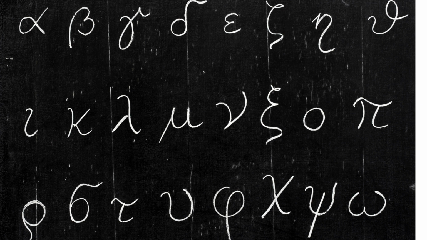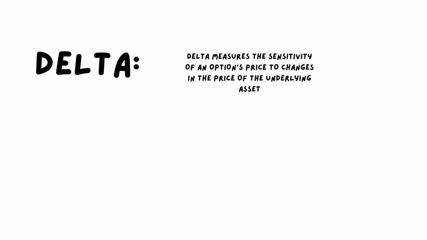The two most popular are delta and gamma. Delta measures the sensitivity of an option's price to changes in the price of the underlying asset. For example, if a call option has a delta of 0.5, then for every $1 that the price of the underlying asset increases, the price of the call option will increase by 0.5, or 50 cents.